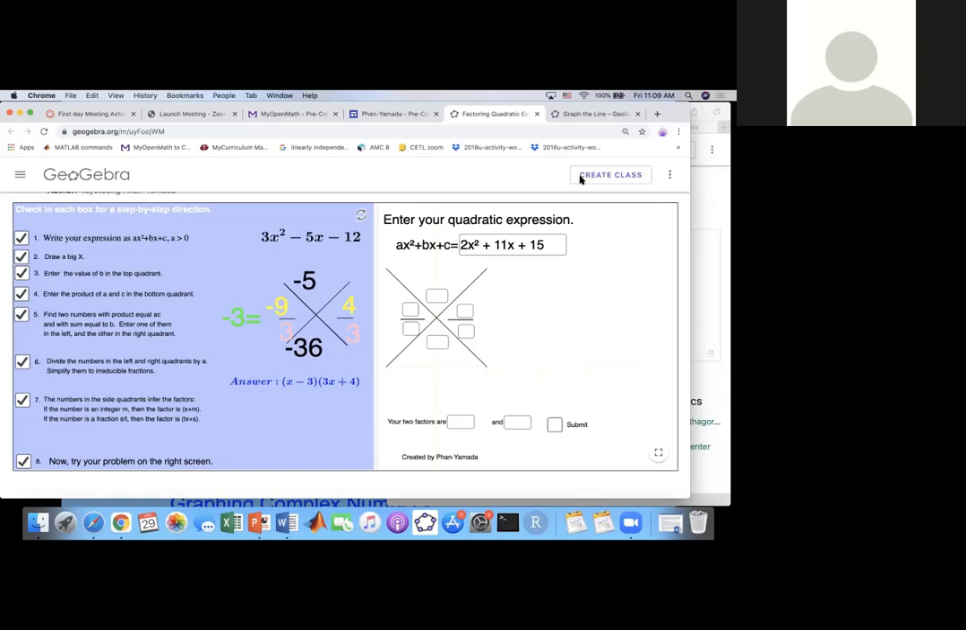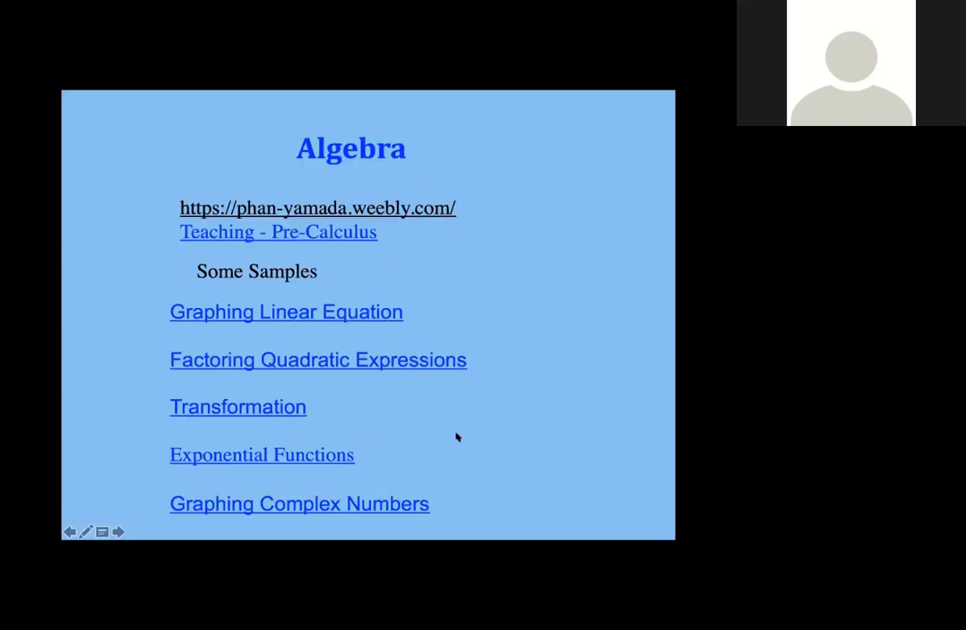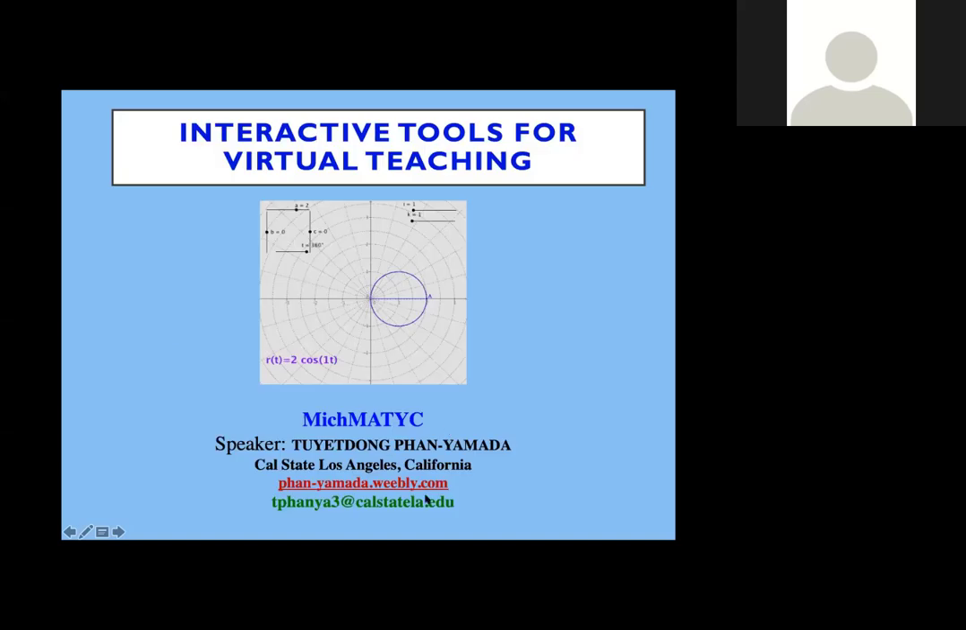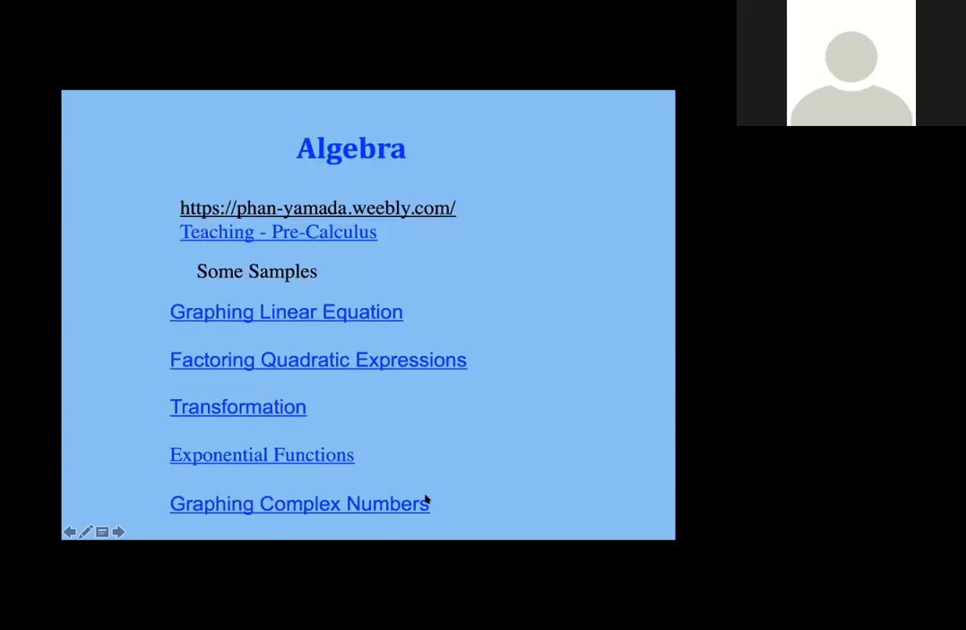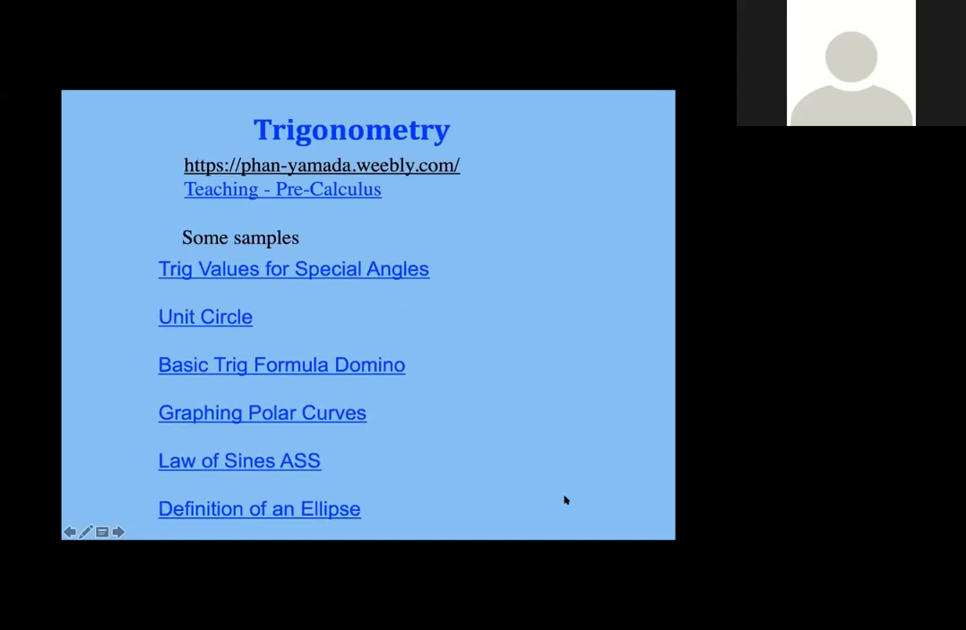Again, if you want to, you can click on create class and then you give the link to your students. You put it on Canvas or whatever template you have in there, have your students do it. So I have more on my website you can use in there for your students to see. So that's algebra. If I have time, I can give you some more demos on algebra. Same thing for trig. I have a lot of them right here.